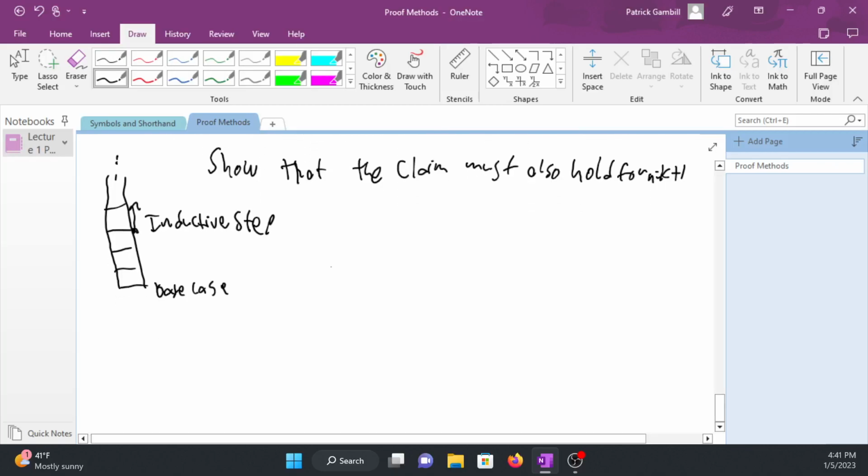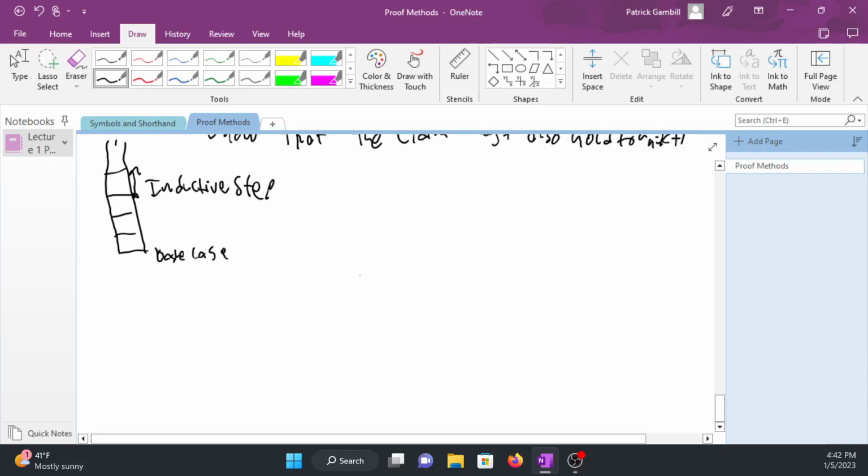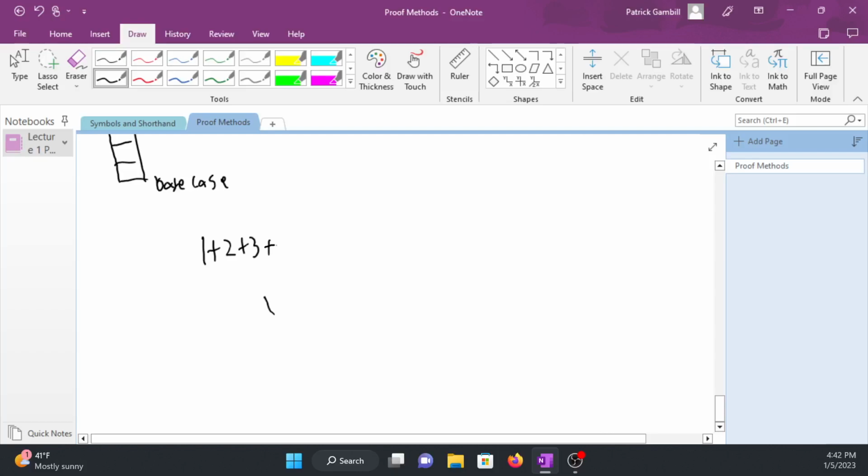So for our example, we're going to prove a nice formula about the triangular numbers. So suppose we have the sum 1 plus 2 plus 3 plus 4 and so on. You just keep summing up and up and up. You might ask the question, well, is there a nice formula you can set this equal to? And it turns out there is. The nice form for this is you can take n times n plus 1 divided by 2.